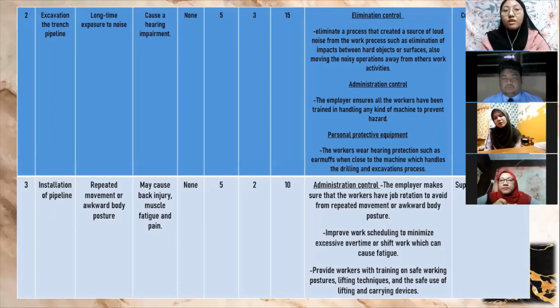The third point for the hierarchy table is installation of pipeline. The hazard is repeated movement or awkward body posture, which causes back injury, muscle fatigue and pain, and there is no existing control. The likelihood value of 5 will be multiplied by 2 in order to get 10 as the risk level, and the administration control for this hazard is that the employer must make sure that the workers have job rotation to avoid repeated movement or awkward body posture.